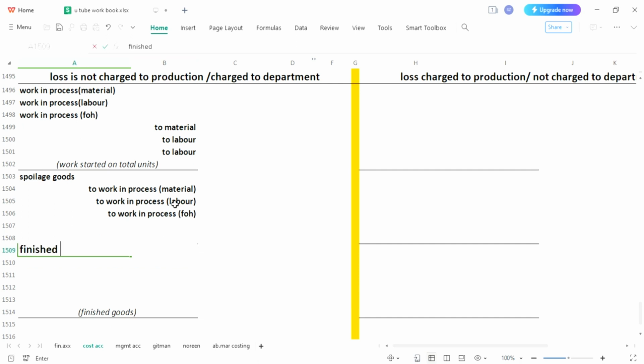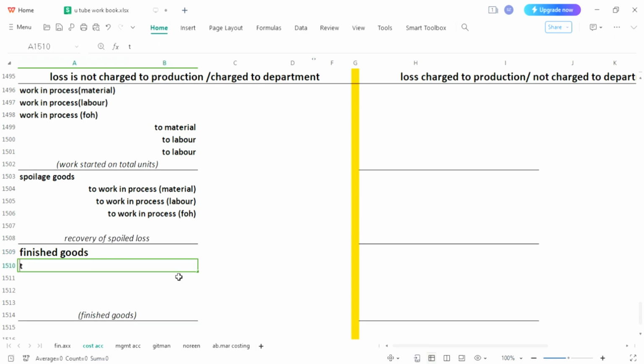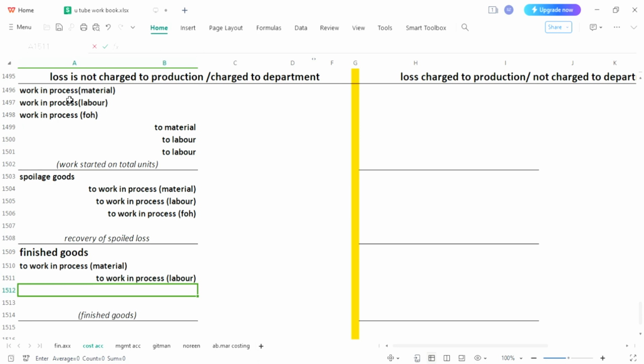Finished goods are favorable. It would act like an asset, but our work in process has ended, with which finished goods have been finalized. End of work in process. When work in process was started, it was put on the debit side. Now work in process has ended, so we are putting them on the credit side. Work in process labor, and then work in process FH.